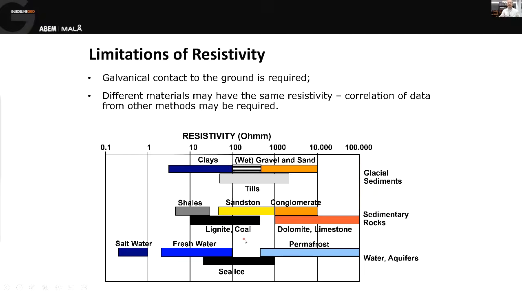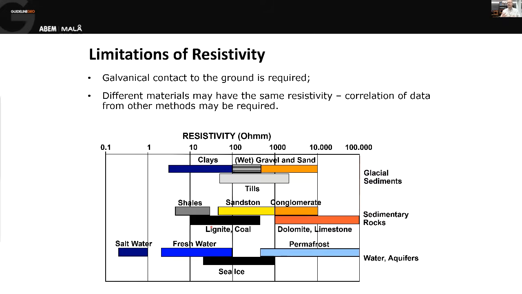And then those of you who are kind of eagle-eyed or very long in the tooth when it comes to geophysics will know that many materials have very similar resistivity. So we see here that the range of resistivities for a lot of these geological materials and different types of water are very, very similar. And so that makes it difficult for us to interpret.